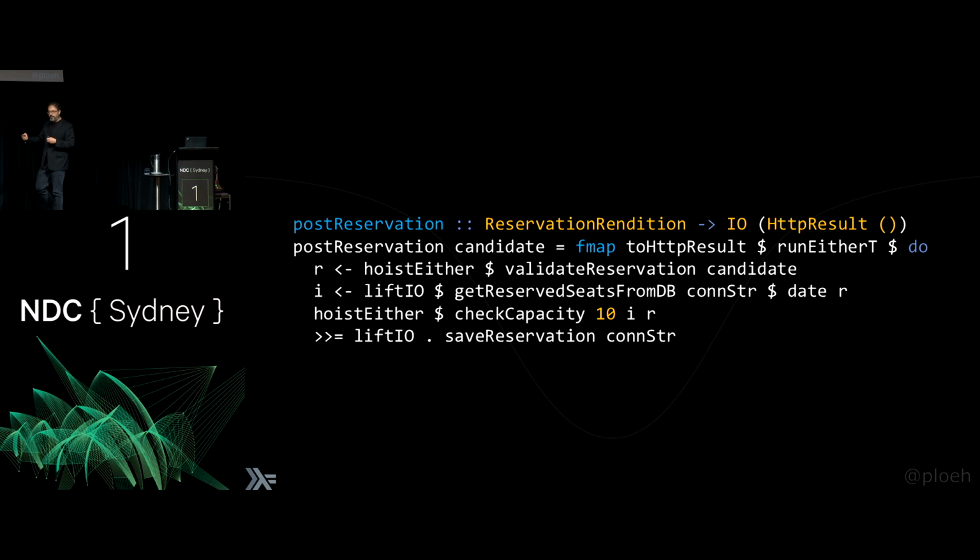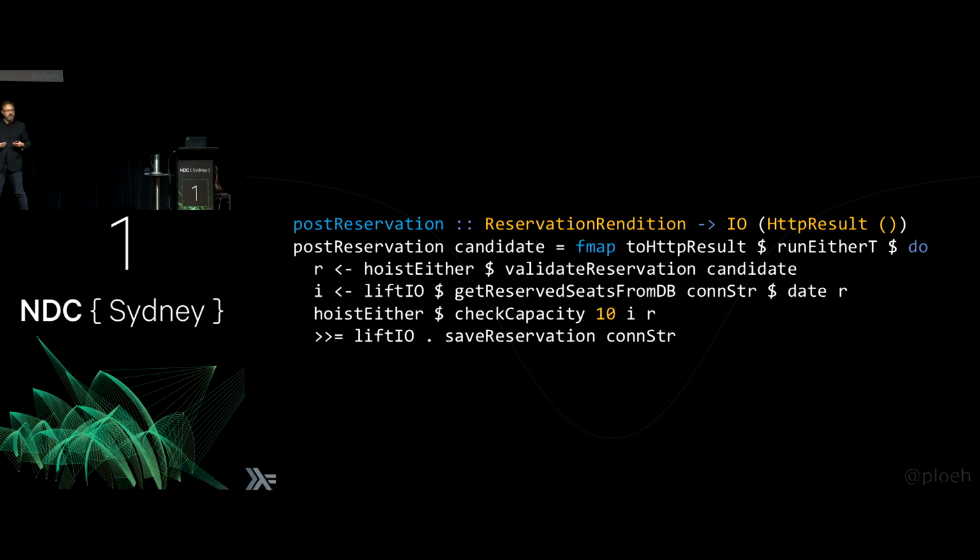And you saw before when I declared the function, I said it returns I/O of int. But I've now opened the door and gone inside of the I/O context, and that means it's no longer an I/O of int, it's just an int. Because I'm already in the impure context. And that means I can pass that as an argument to check capacity. So that's the next to last line there. It says hoist either dollar, and then it says check capacity 10 r. So 10 is just because I hard-coded the capacity of the restaurant.